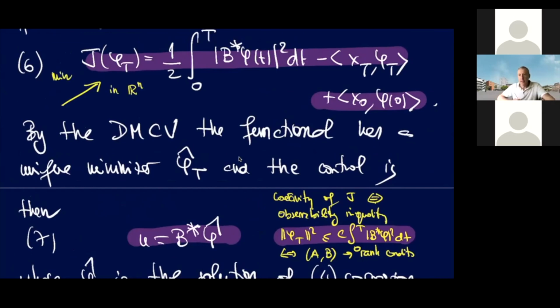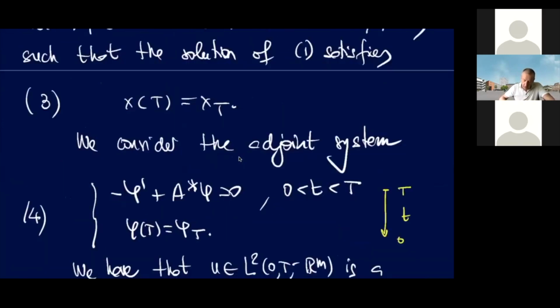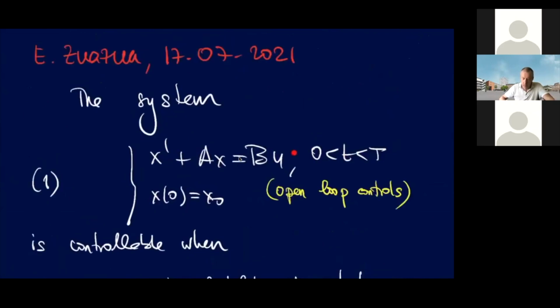Then the first comment I would like to make is that there is something magic in this, right? Why? Because in principle, I was looking for the control U. And the control U, recall, belongs to L2(0,T) with values in Rm. So the control U lives in an infinite dimensional space, huge, a very complex problem, right? So this is the control U.